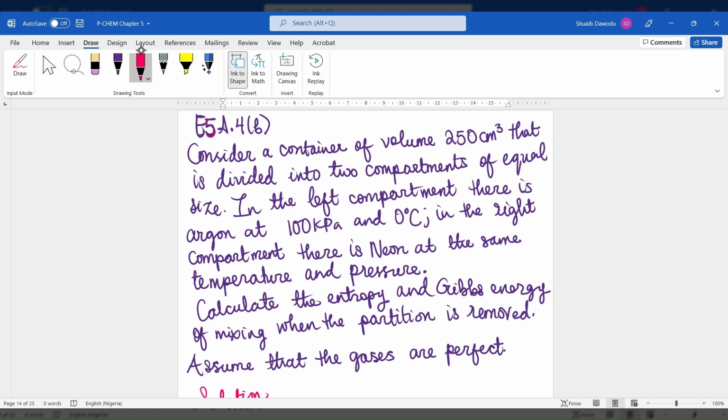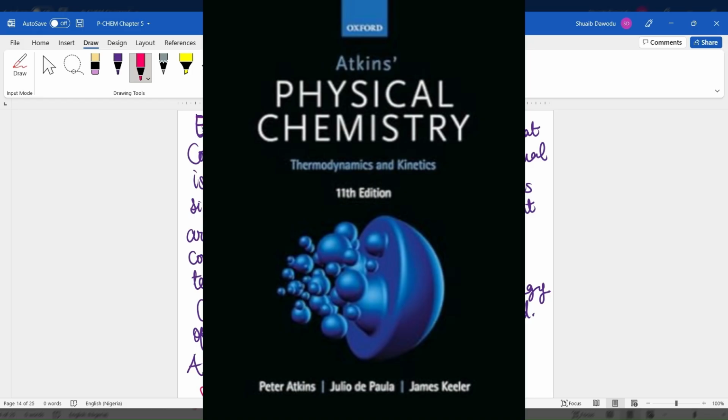As you can see, this is a very long question, and one thing you would quickly observe is that this question is in steps. For those of you who don't know, this is a question from chapter 5, Simple Mixtures, of Atkins Physical Chemistry 11th edition textbook, and it is question 4B in the exercises.